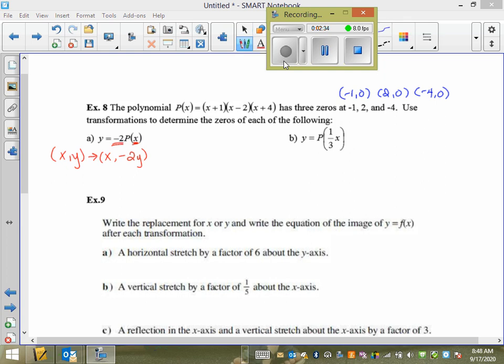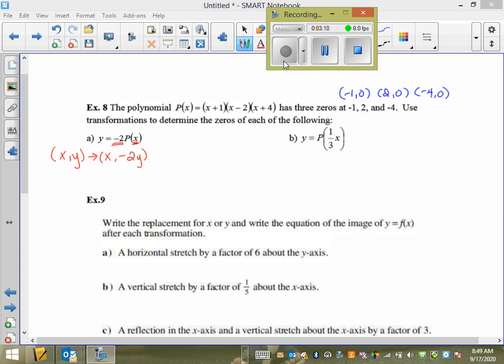What's going to happen to (negative 1, 0), (2, 0), and (negative 4, 0) when I apply that mapping? They're going to stay the same, which is called invariant. Invariant means it can't change, and why can it not change? Because 0 times whatever is 0, and these are all on the x-axis, and the x-axis, when you have a vertical stretch or a reflection in the x-axis, is where your invariant points lie.